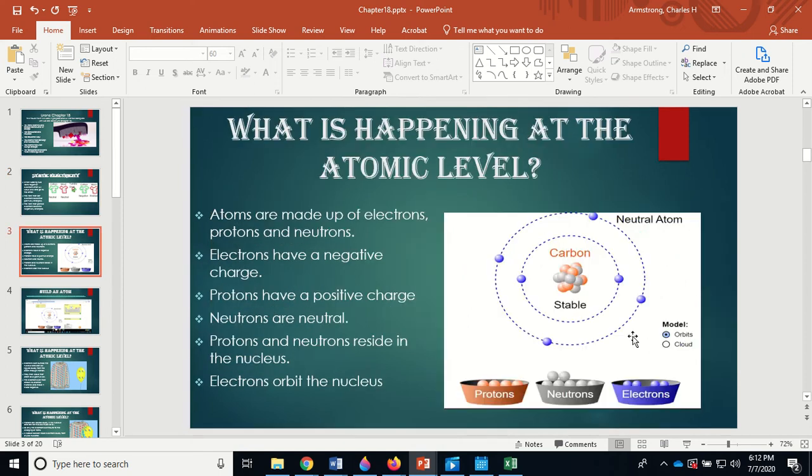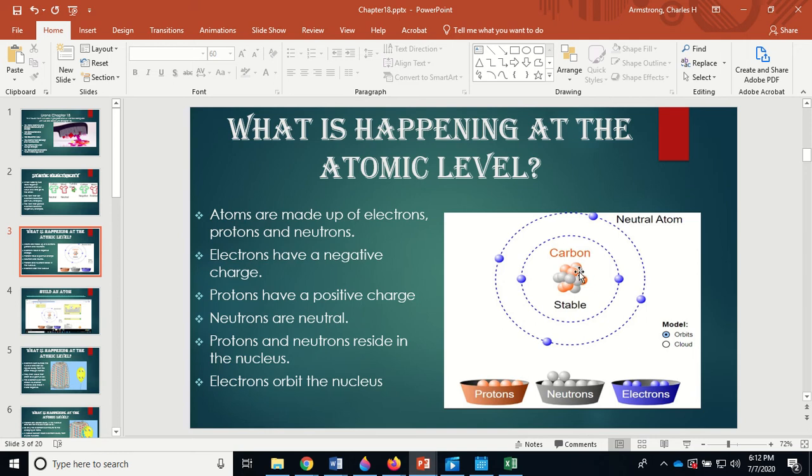Okay, now what is happening at the atomic level? Okay, so basically atoms are made up of electrons, protons, and neutrons. Okay, we're not so much interested in the neutrons at this point. Electrons orbit outside the nucleus. This would be a stable carbon atom. The protons and the neutrons are locked inside the nucleus. When we rub two things together, we don't bother with them. But it's the electrons outside the nucleus that we can move around.